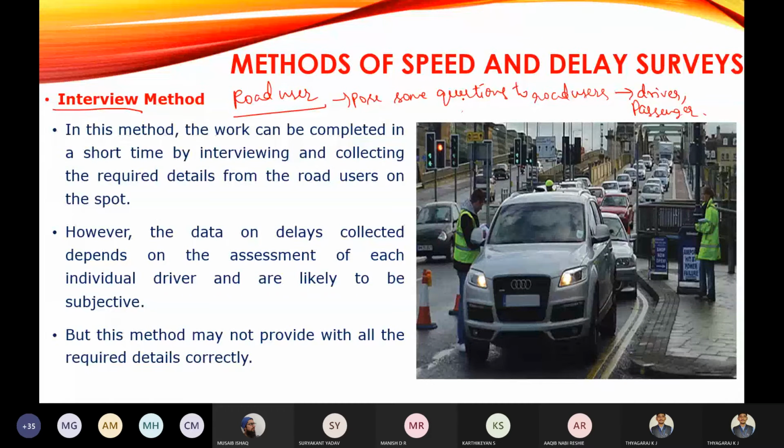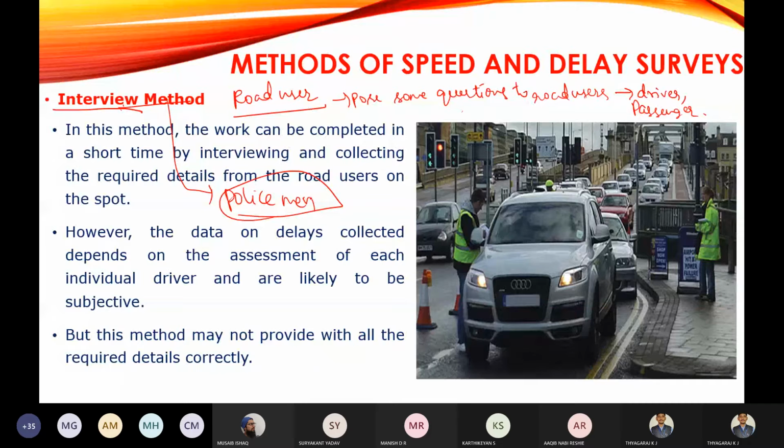And you may ask, what is the cause for the delay? What is the duration of the delay? Everything can be asked in this interview method. Only when you are going for this interview method, it should be with the help of police personnel. Okay, policemen should be there with you.